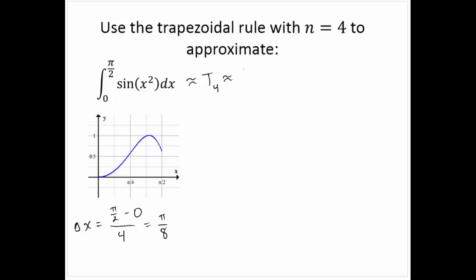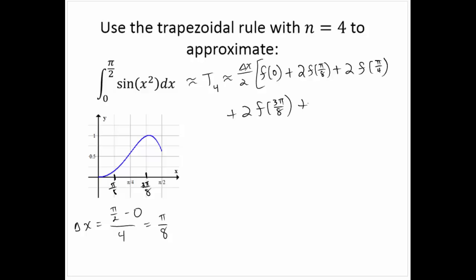Using the trapezoidal rule with n equal to 4, we would use the symbol T sub 4. We would have delta x over 2 times the left boundary, so f of 0, plus twice our first subinterval mark, which is at pi over 8, so 2 times f of pi over 8, plus 2 times f of pi over 4. Our third subinterval is at 3 pi over 8, so plus 2 times f of 3 pi over 8.